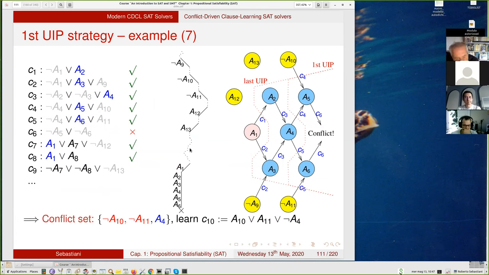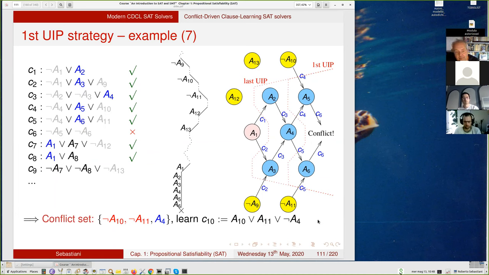We are in the very same situation as before. But now we use the first UIP here. So we use this conflict here. Go back to the slide where we computed the first UIP and learn this clause. First UIP means the conflict is not A10, A4, not A11. Okay, this cut. So the clause is A10 or A11 or not A4. Okay. What is the idea?